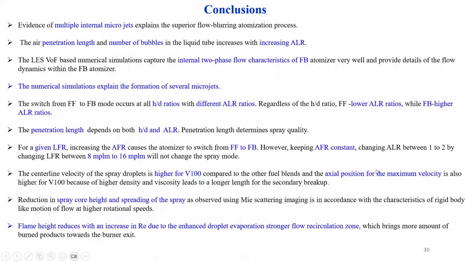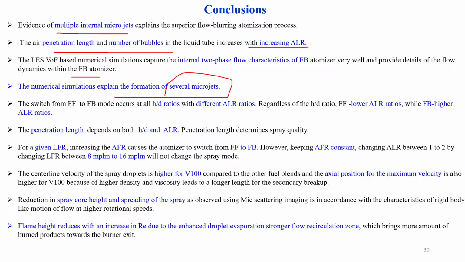Okay, so these are the important conclusions. I would like to go through them very quickly. Multiple internal microjets explain the superior flow blurring atomization process. Air penetration length and the number of bubbles increase with increasing ALR. In the numerical simulation also I captured the flow blurring concept, and we observed several microjet formations.